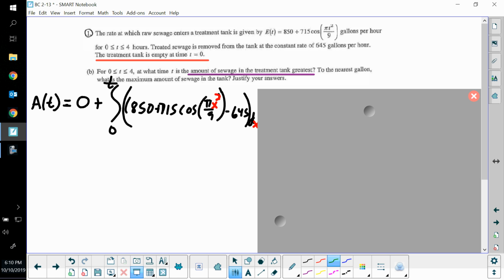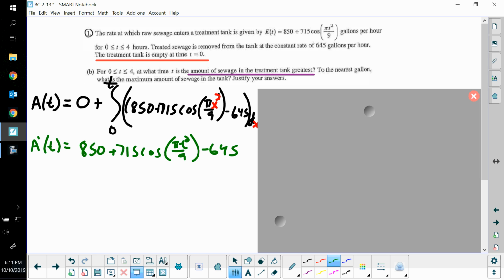All right, so we want a maximum amount. We want the greatest amount. So we know to work with maximums, you should take a derivative. So we'll do A prime of t. Derivative of a constant is just 0. And this is now our second fundamental theorem of calculus. The derivative of this integral, when we're going from a constant to a variable, we're just subbing that in. So this is really just 850 plus 715 cos(pi t squared over 9) minus 645. So that's our derivative.